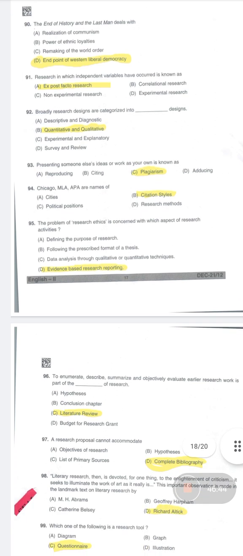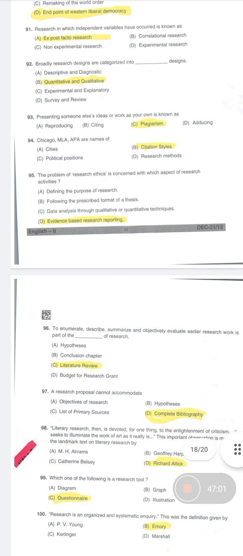And question number 93 is very easy. Plagiarism means we are stealing someone's work and saying that it's our own. We represent that it is our own. Presenting someone else's idea or work as one's own is known as plagiarism. Chicago, MLA, APA are the names of citation styles.